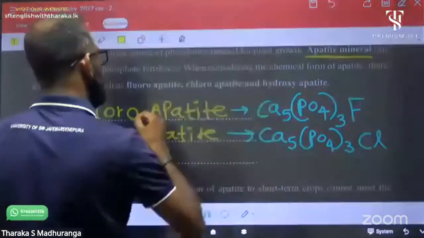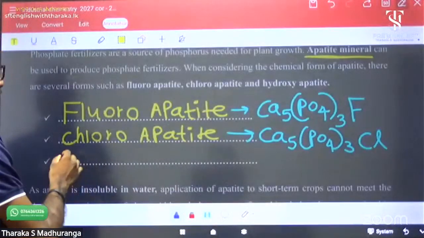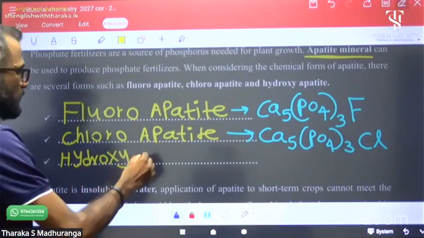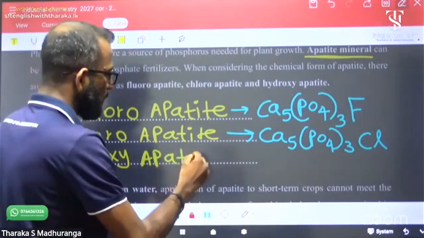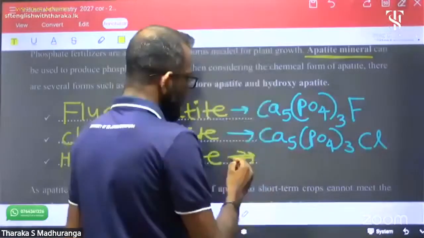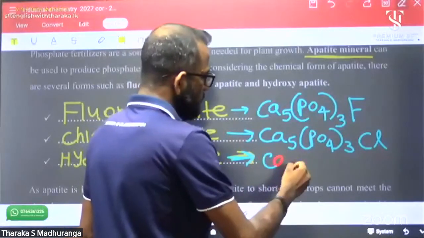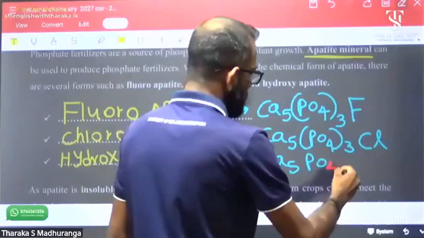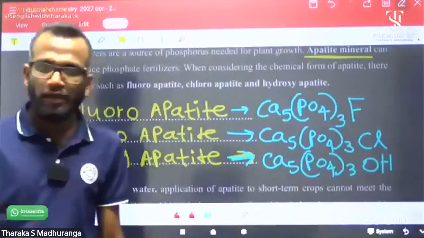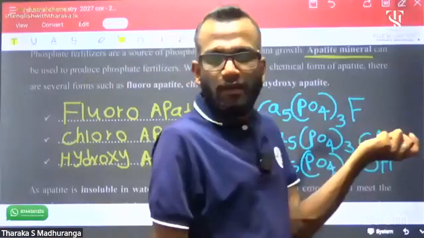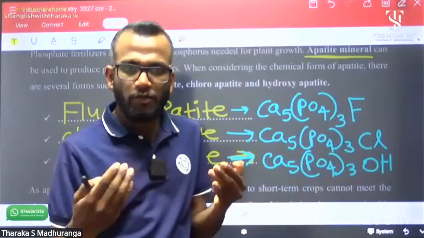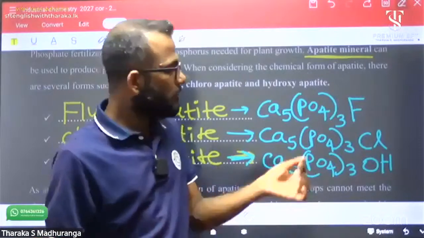There is another one in the apatite group, hydroxyapatite. Hydroxyapatite means simple calcium phosphate with OH, hydroxy. Okay, they are the main ones. That means all apatite types are available in the apatite zone, right? Okay, note down quickly.